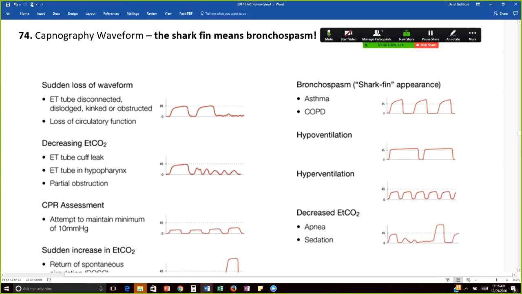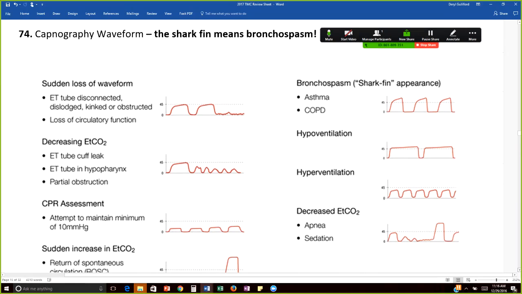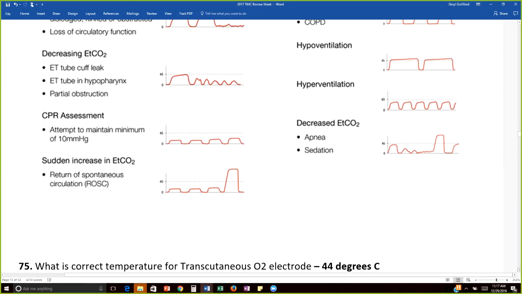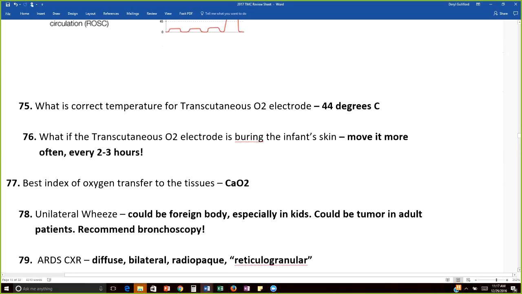Oops, I think I already shared this with you. Okay, folks, here's a duplicate. This is the capnography waveforms. Again, that's how important they are. It won't hurt you to review them twice.